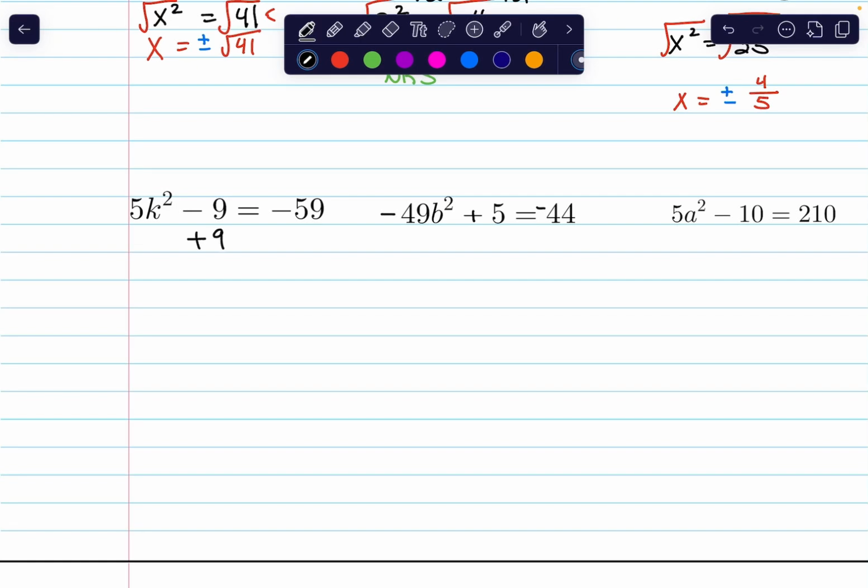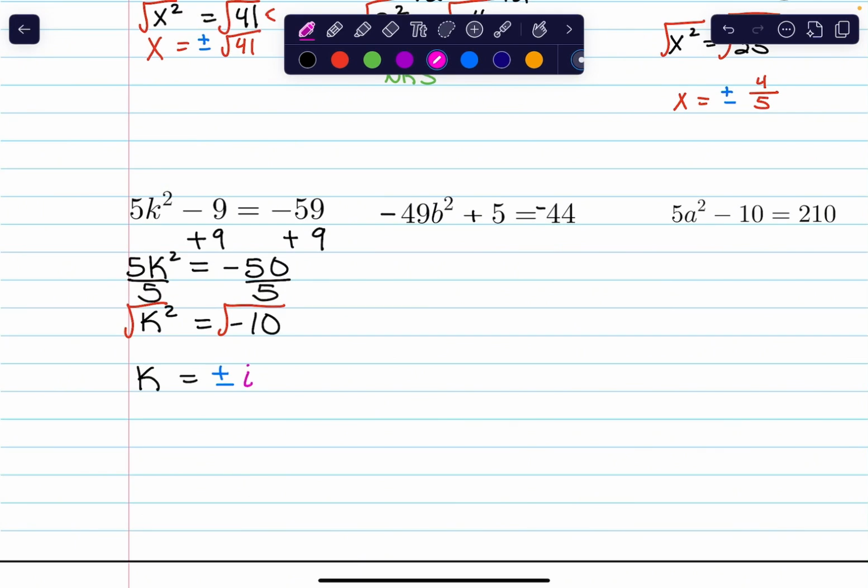We're going to add 9 to both sides because those are inverse operations of each other. So 5k squared is equal to -50. We are going to divide by 5, because that's the inverse operation of multiplying by 5. And now we're on taking the square root. Same process. You just have to know how to solve a linear equation. So k is equal to plus or minus, because we took the square root. I see a negative, so I'm going to throw an i. And then the square root of 10 stays the way it is, because it is a prime number.